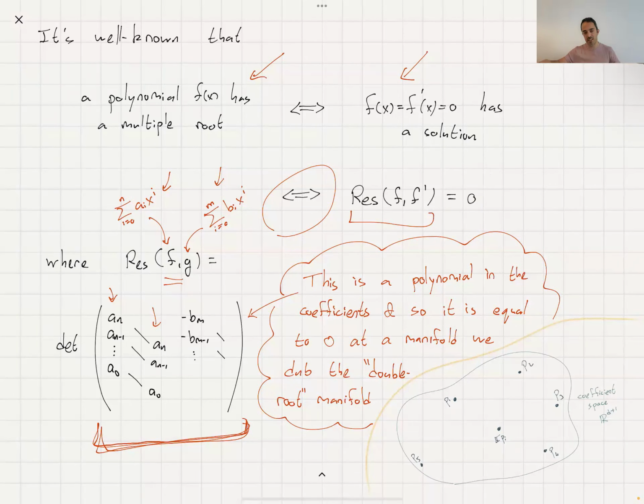So the zero set of that polynomial is a manifold. It's enough to have the intuitive notion of a manifold, the zero set of this one polynomial. And we are going to dub it the double root manifold, because points on that manifold, namely polynomials whose coefficients are zeros of that polynomial, have a double root, right?